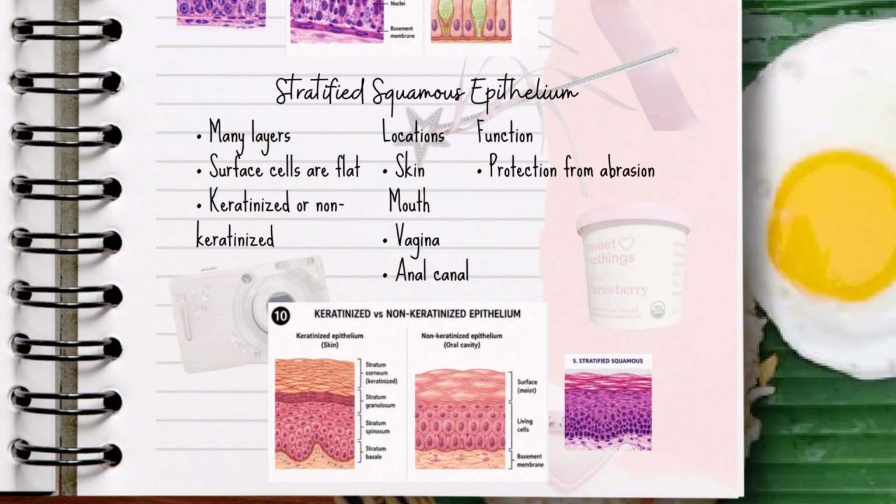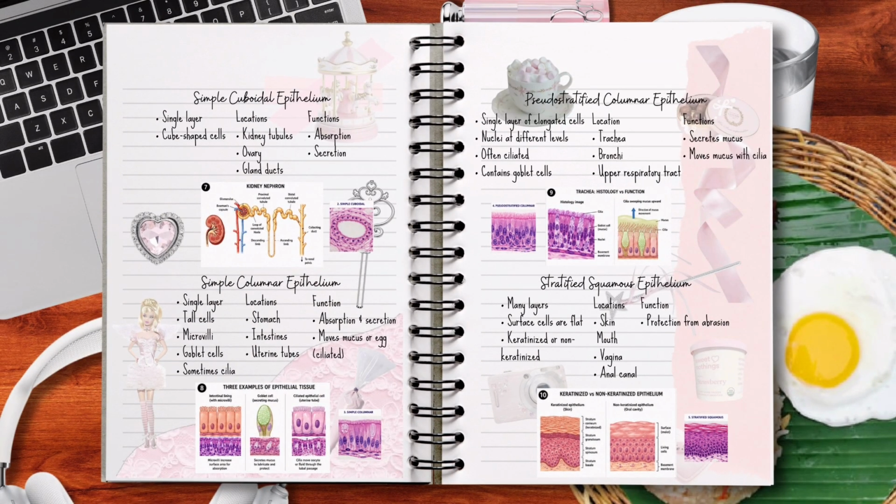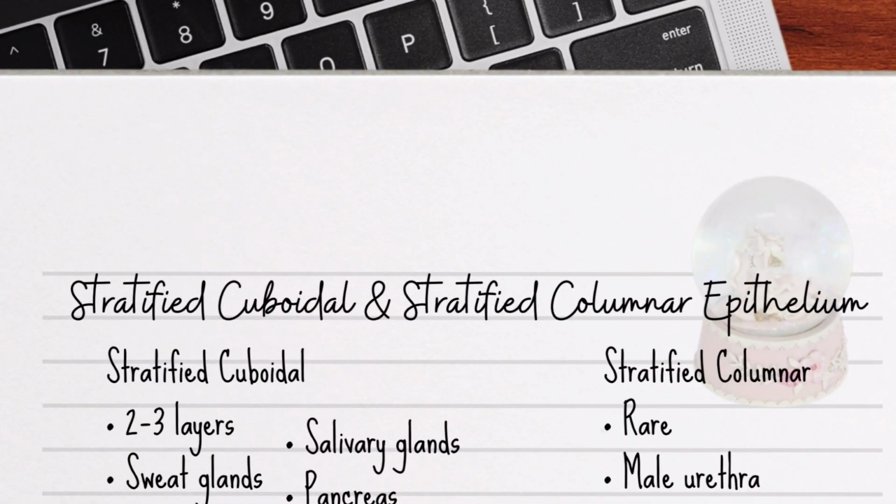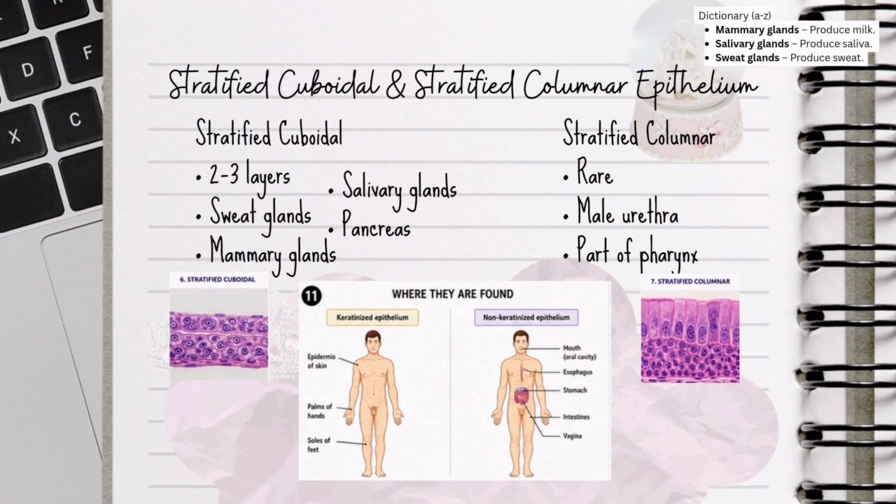The next types are less common, but they still play important roles in protecting gland ducts and certain passageways. The first is stratified cuboidal epithelium. It usually consists of 2 to 3 layers of cube-shaped cells and lines the ducts of the sweat glands, mammary glands, salivary glands, and pancreas. Its primary roles are protection and secretion, ensuring that gland ducts remain intact while transporting their products.